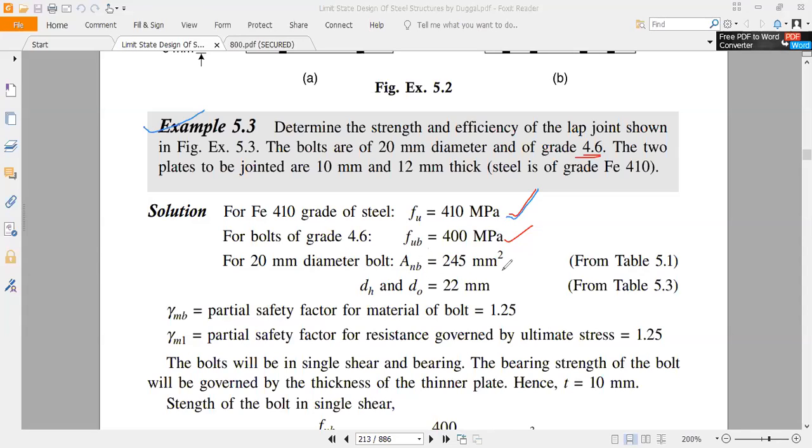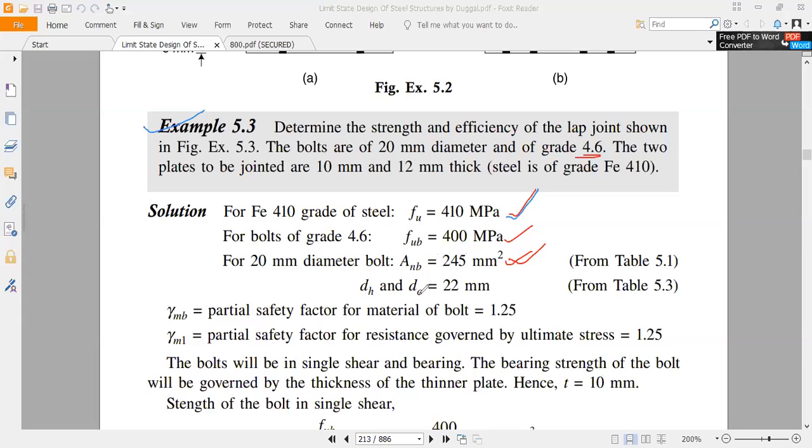Anb is equal to 0.78 into pi by 4 d square. So it will be like this, 245. Please check it. Anb, that means net area along the thread, 245, is 0.78 into pi by 4 d square.